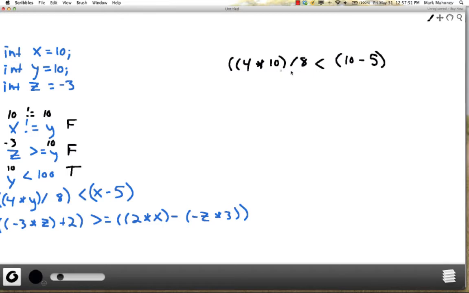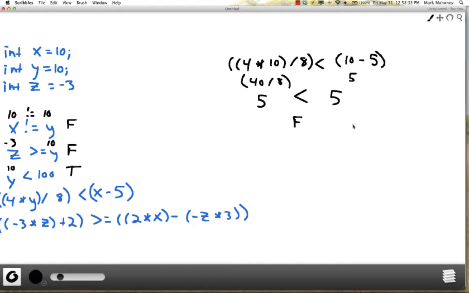Okay, so let's see. Now we could start to do the arithmetic and the comparing. Remember, the parentheses force things to happen first. We actually have a nested set of parentheses here. That means we want this arithmetic to happen first. 4 times 10 is 40. Okay. 40 divided by 8 is 5. And over here we have 10 minus 5, that's 5. So the question is, is 5 less than 5? And of course that's false. Okay, 5 is not less than 5, it's equal to 5.